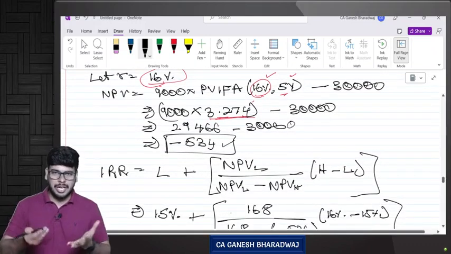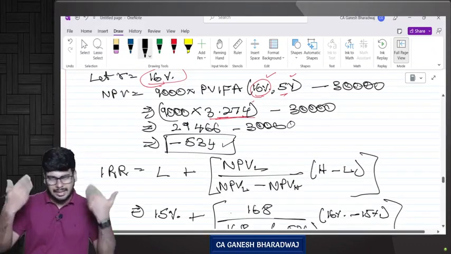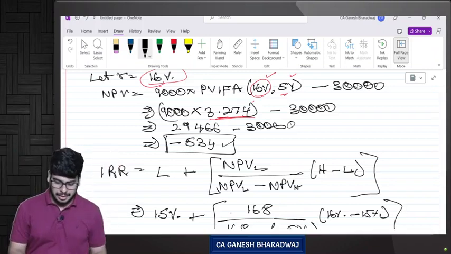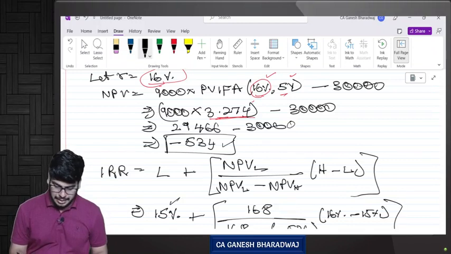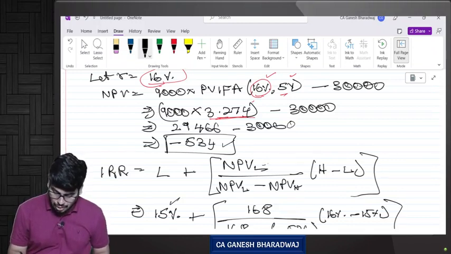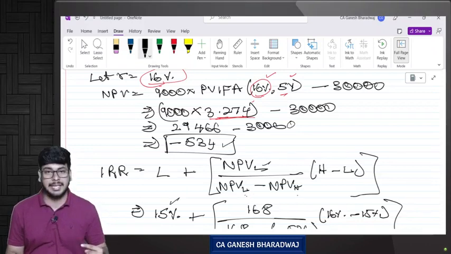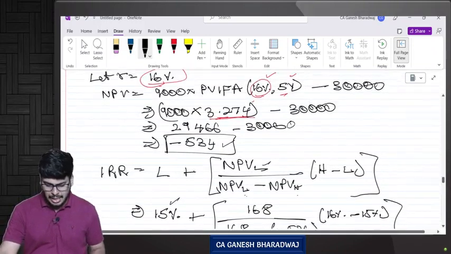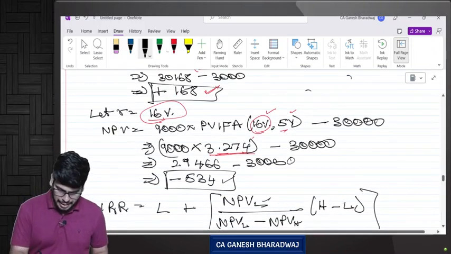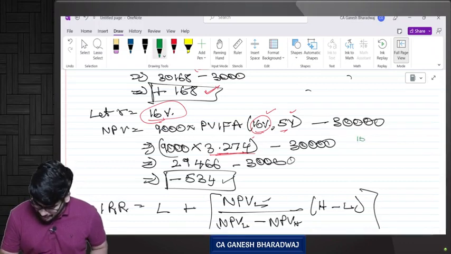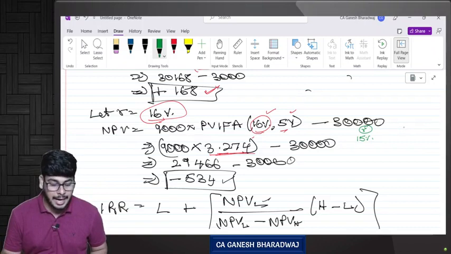How do I do that? We can use the formula approach. The formula is nothing but the logical method that we saw: the lower rate, 15%, plus NPV at lower rate upon NPV at lower rate minus NPV at higher rate, the whole into higher rate minus lower rate. So in this case, let us do this logically, no problem at all. So if you see here, at 15%, so rate and NPV.